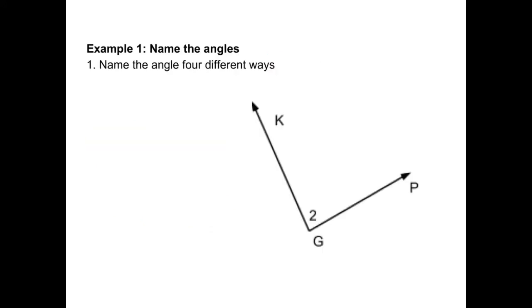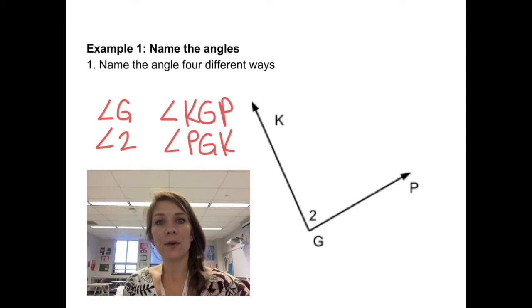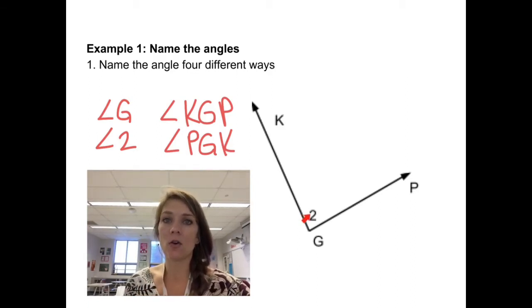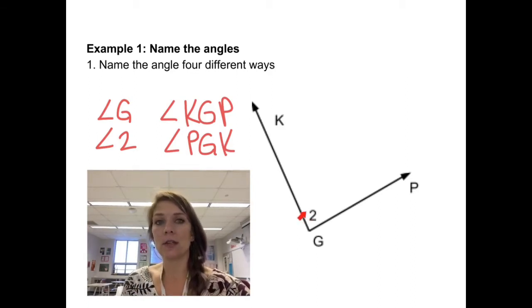Go ahead and pause the video and try this one on your own, naming the angle 4 different ways. Hopefully you came up with angle G, that's the letter identified at the vertex, and angle 2, which is the number inside the angle, and then your 2 options for using the letters, those points there, would be KGP or PGK. Again, as long as the G is in the middle, referencing that vertex, that endpoint where the 2 rays are meeting. That's very important.